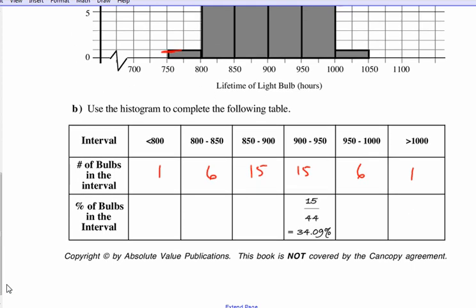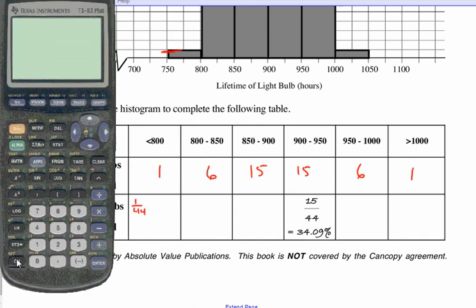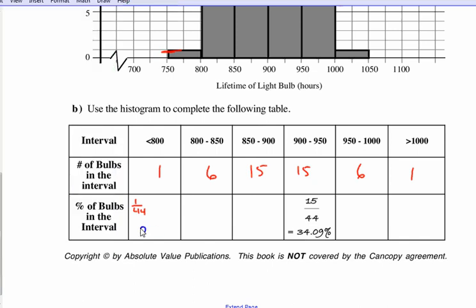So, percent of bulbs in the interval. There's a total of 44 light bulbs, so this would have been 1 over 44. We're just going to figure out what percentage that is with our calculators. 1 over 44 times 100 gives you 2.27%.